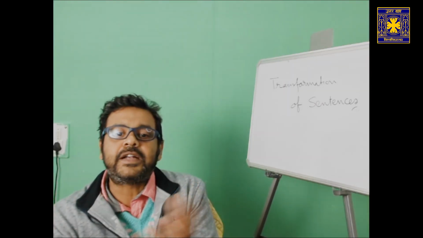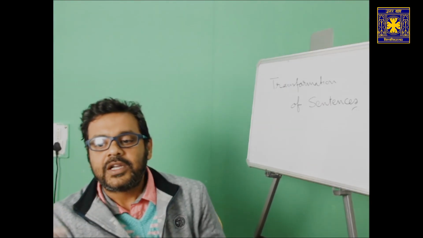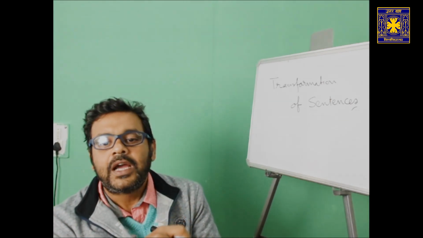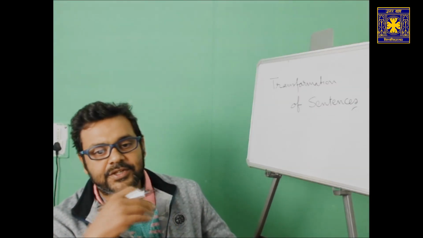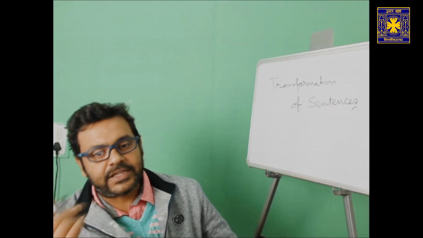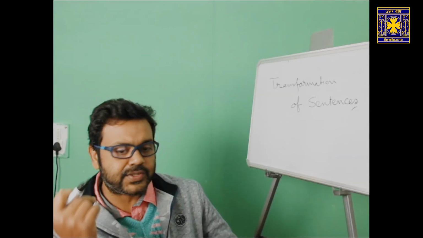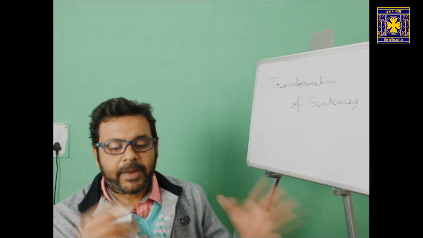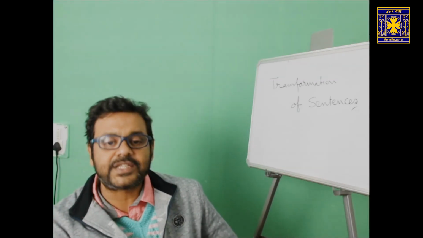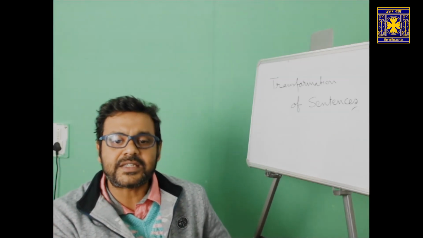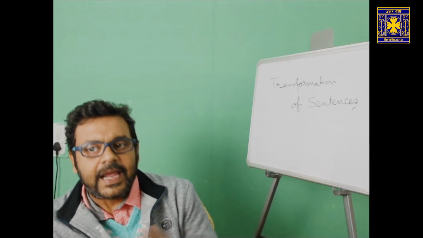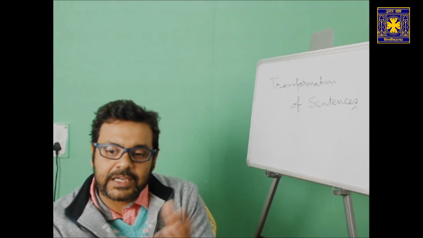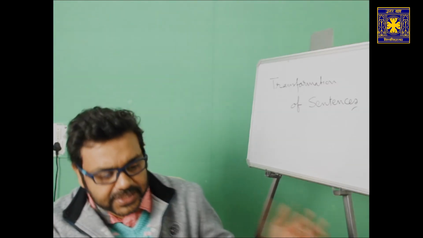Now, we have different types of sentences in English grammar. In our initial English grammar classes, we have already been taught how many types of sentences there are: the assertive sentence, the interrogative sentence, the imperative sentence, the optative sentence, and the exclamatory sentence. Apart from this categorization, we also have affirmative sentences and negative sentences. And along with this, we have certain parts of speech which give a variety of sentence structures and constructions.